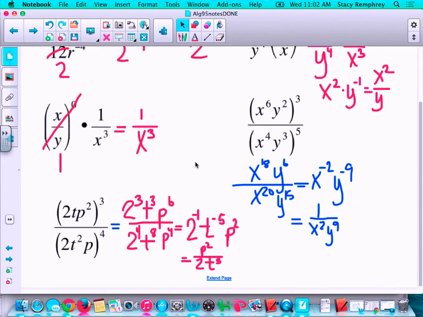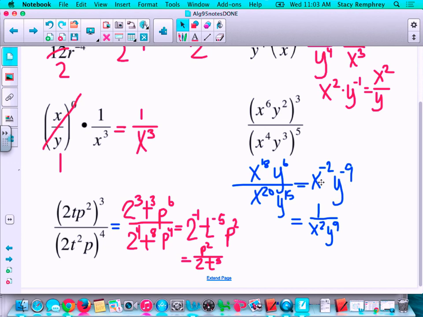Not too bad. In this one here, I did this in blue because the work started to run together. So I did 3 times 6, that's where the 18 came from. 3 times 2 is 6. 5 times 4 is 20, that's where that came from. 5 times 3 is 15. Then I looked at the x's. 18 minus 20 is x to the negative 2. 6 minus 15 is y to the negative 9.